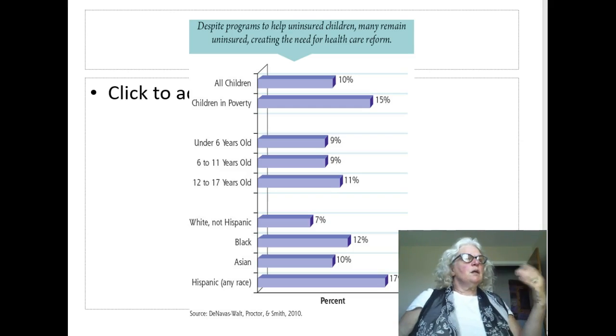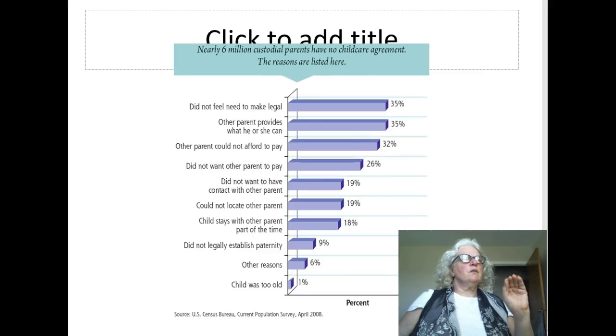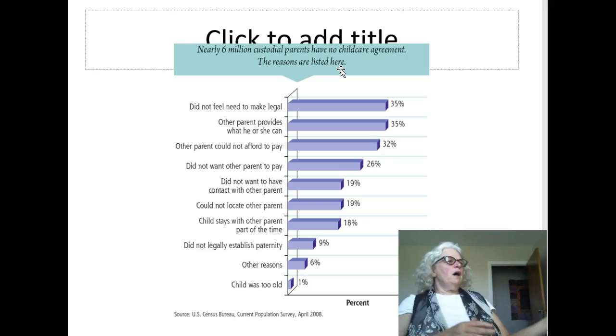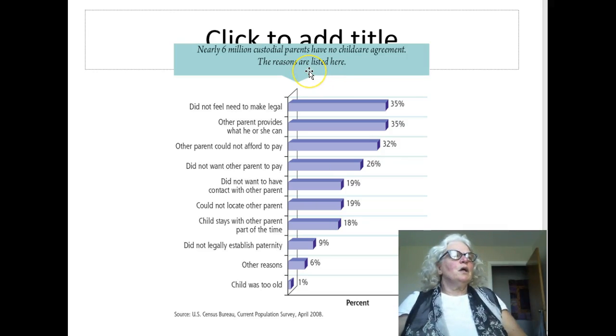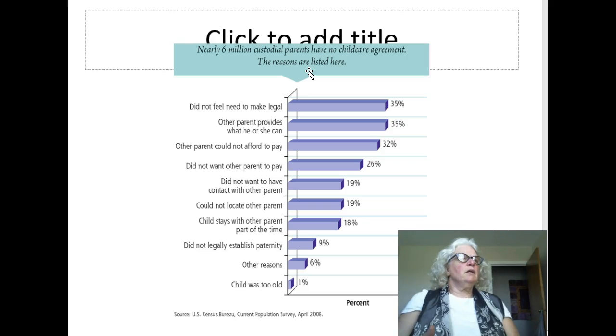Our book gives us some idea, but I wanted to share a few more things with you. Despite the programs that help uninsured children, many remain uninsured. And this is really important. Now notice this is before the Affordable Care Act, but it's still children that are the most likely to be without insurance. Pretty powerful as we start thinking of that. And then we see 6 million custodial parents have no child support agreement from their spouse, so that they may be entirely on their own.